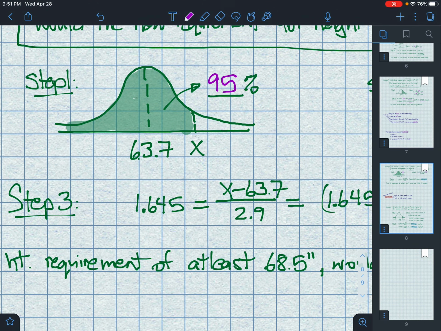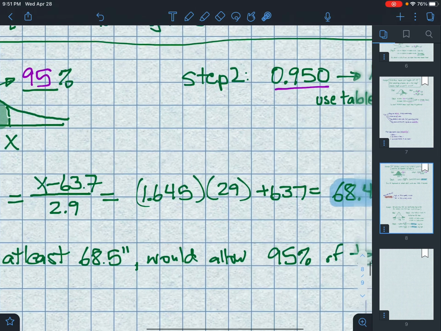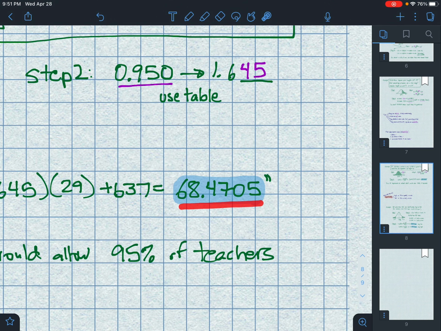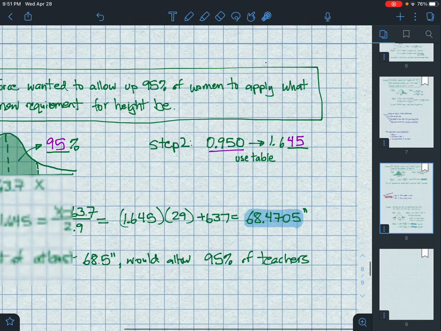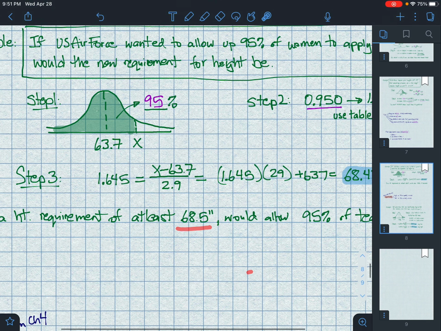Okay, using that table. Next, step 3. I now use my formula to calculate what is the x value that's going to generate that z-score. So multiply, add, right? So 68.4705. So if I want to allow more women to be pilots, we need to say the requirement of at least 68.5 inches.